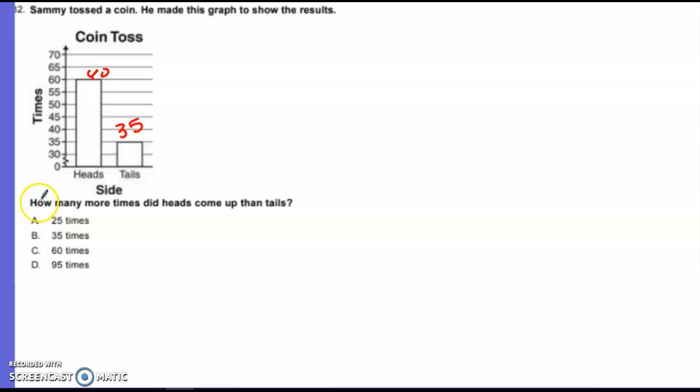Let's look at our question. How many more times did heads come up than tails? So we know he landed on heads more, but how many more times did he land on heads? When it says how many more, usually that's a sign that we need to subtract. So how many more times did he land on heads than he did on tails? So we're going to take the amount of time he landed on heads, which was 60, and we're going to take away the time that he landed on tails to figure out how many more times he landed on heads. So let's subtract those out.